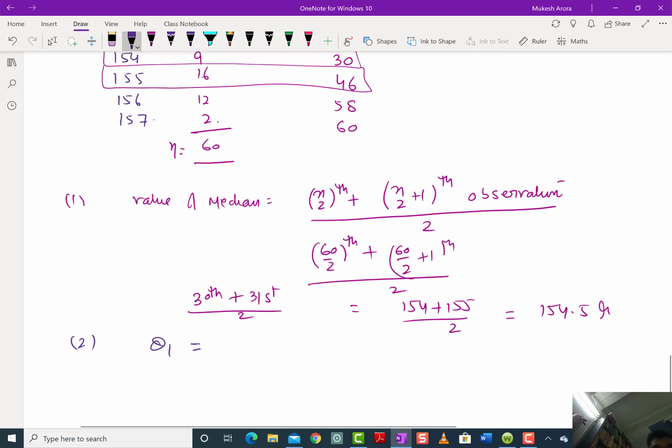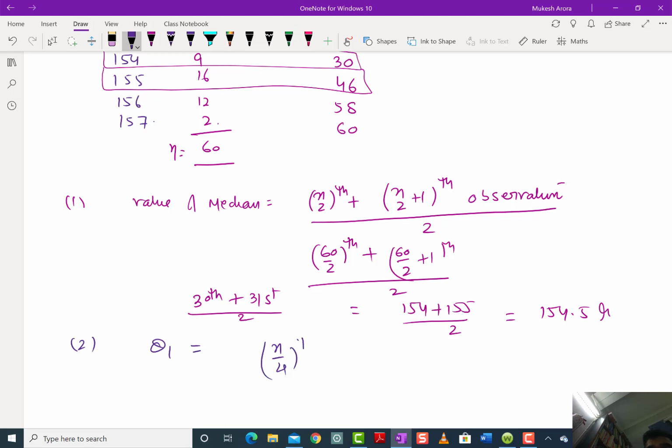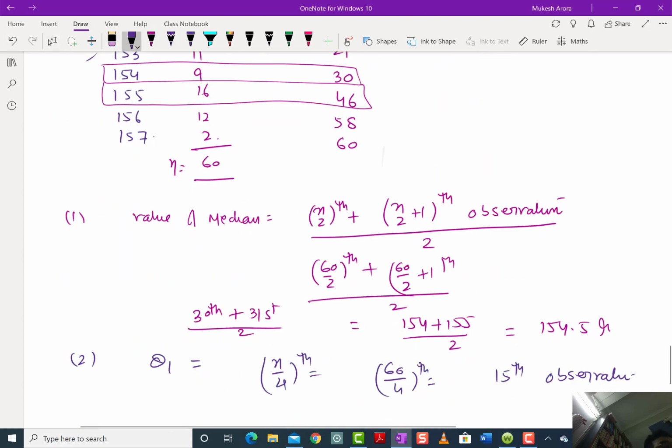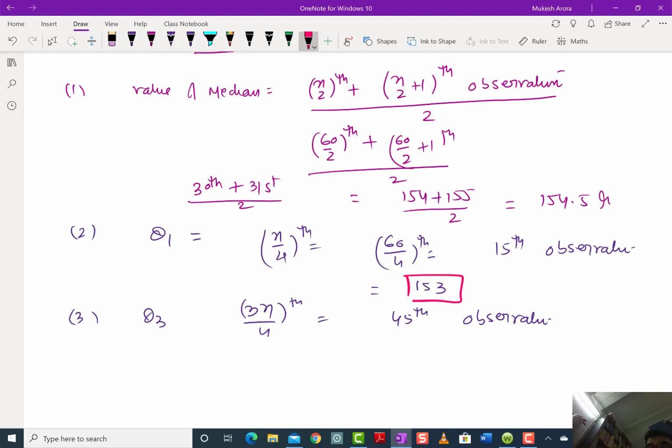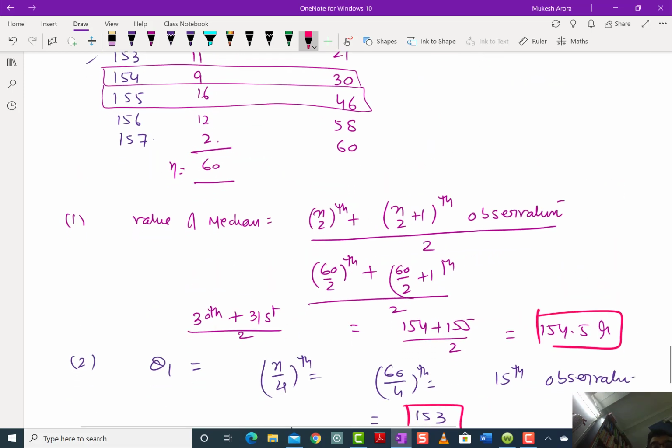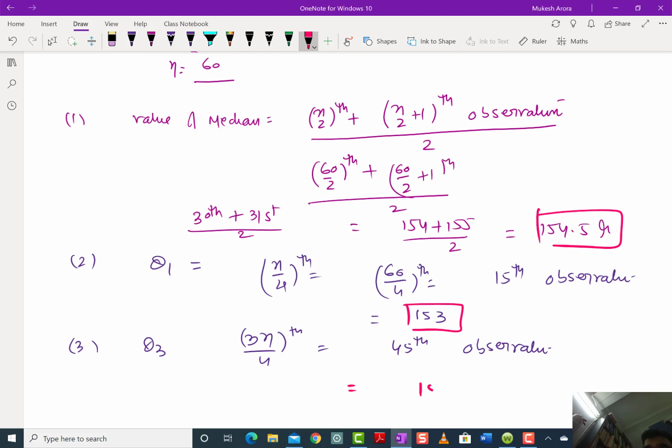Q1 is the n by 4th observation. That means 60 by 4, that will be the 15th observation. The 15th observation will be 153. Q3 is the 3n by 4th observation, that is the 45th observation. The 45th observation will lie here, so the answer will be 155.